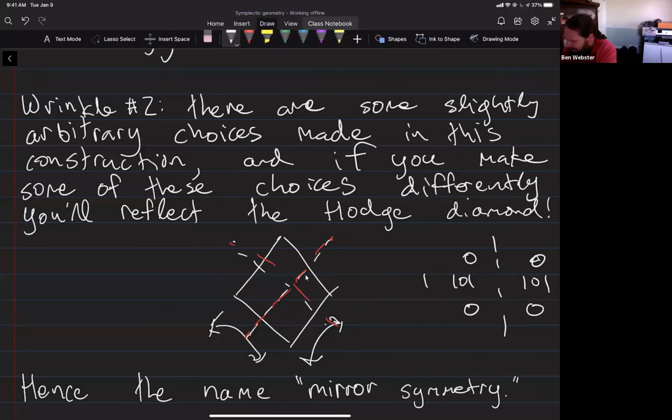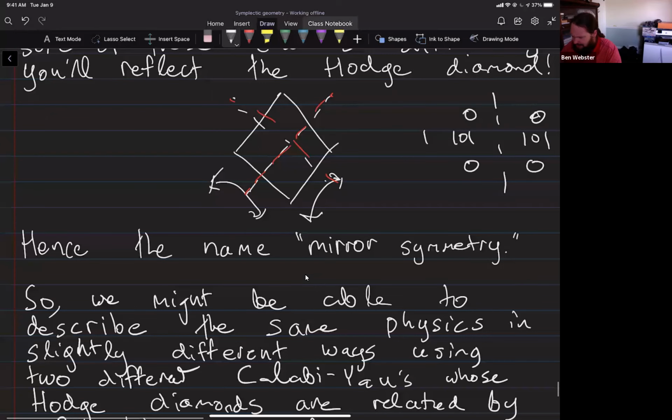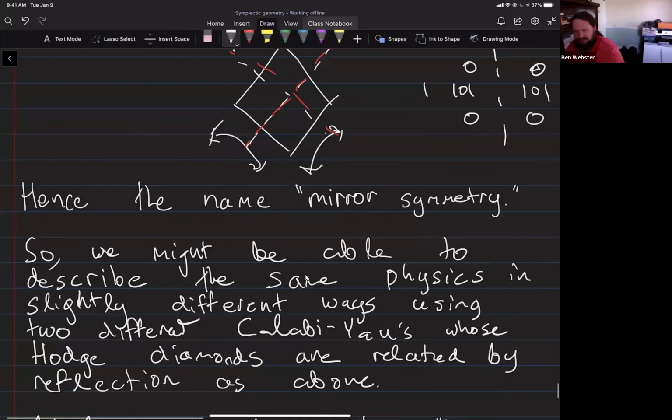And the appearance of this reflection led to the name mirror symmetry. With the idea that the same physics might come out of two different Calabi-Yaos whose Hodge diamonds are related by this reflection. This just seems to be what the physics tells you might happen.